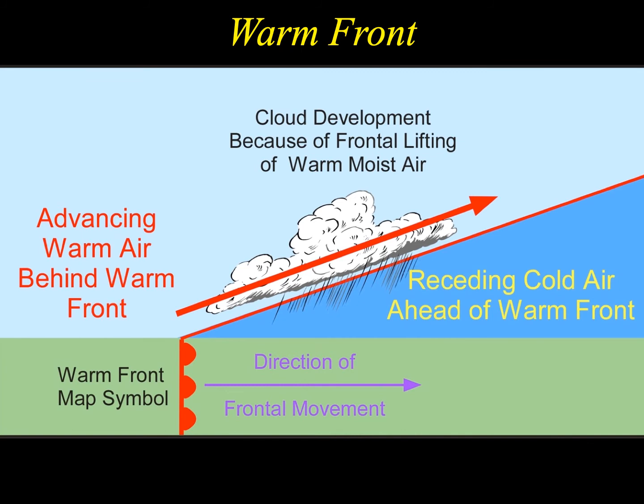Here is an illustration showing a warm front. So in a warm front, what we have is advancing warm air moving up over receding cool or cold air. We get a much more extensive layer of cloud development because the front is not as steep. On a weather map, the symbol used would be half circles, with the front being represented by a line and, as I said, these half circles. The front is moving in a left to right direction.